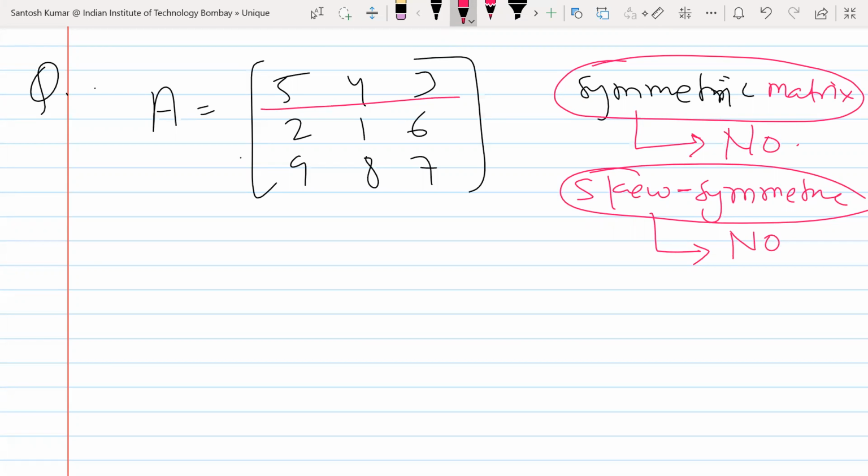Yes, you can see the first row is 5, 4, 3, and the first column is 5, 2, 9. Both are not the same. That's why it is not symmetric. For skew symmetric, diagonals must be 0, but they are not 0. So it is neither symmetric nor skew symmetric.